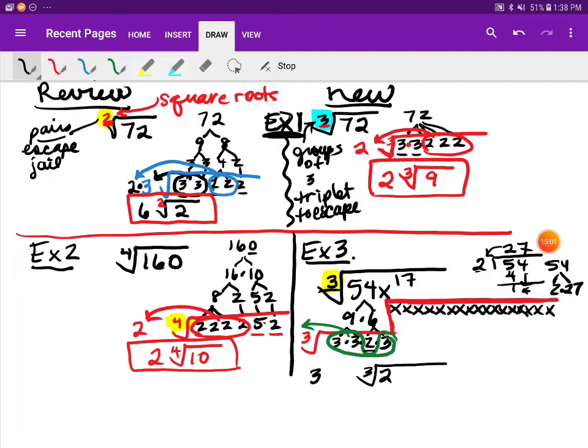Okay. So the 3 comes out, the 2 stays inside. You already heard that. Now for the x's, every group of 3 comes out. So that x comes out. This x comes out. This x comes out. This x comes out. This x comes out. And I have 2 x's left inside.